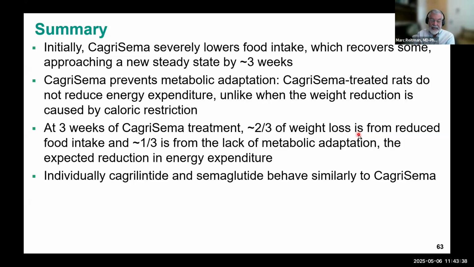I didn't show you the data, but individually, Cagri and Sema also behave similarly to CagriSema, meaning they prevent some metabolic adaptation. And again, this work is probably about to be accepted. It's currently in review, and it's work from Novo Nordisk. I have no financial stake in any of this. I'm a lucky collaborator who was given the data to be able to look at it.